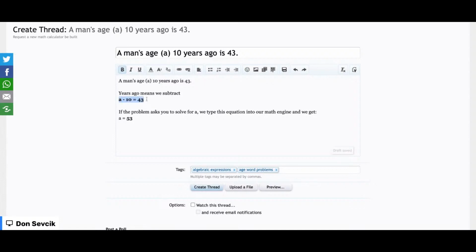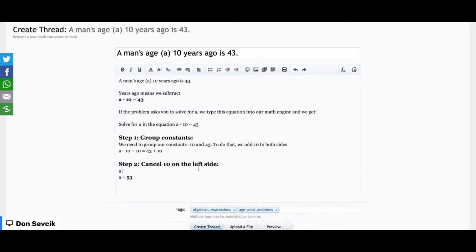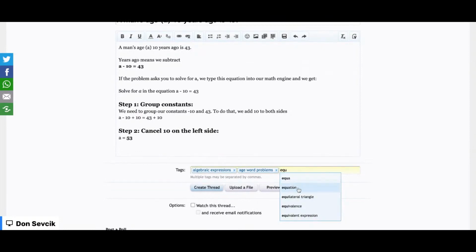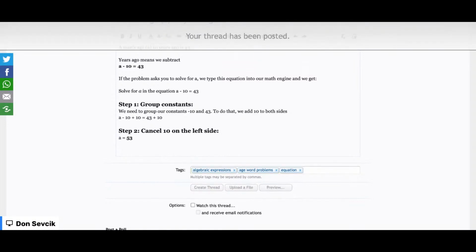And I'm going to show you off screen real quick. Use our solver. I'm just going to copy and paste this here for you. There we go. This is a one-step equation if they ask you to solve, so we just add 10 to each side to cancel out the 10s and isolate the A, and we get A equal to 53. So age 10 years ago is 43, which means the current age is 53. And that is that.